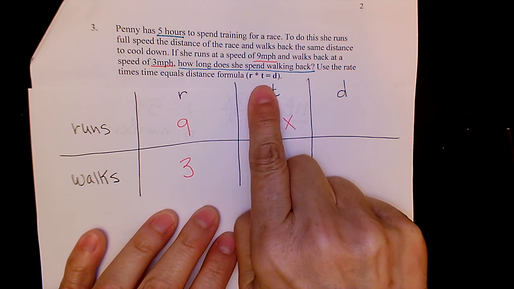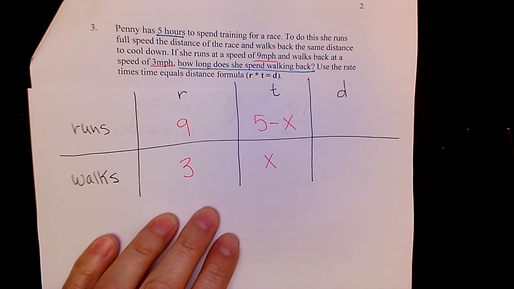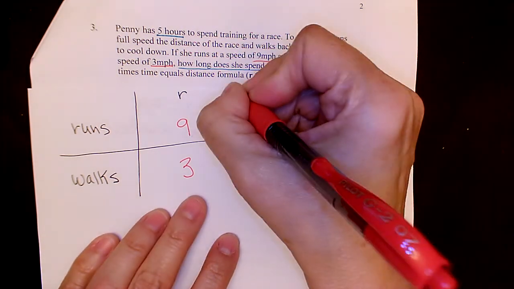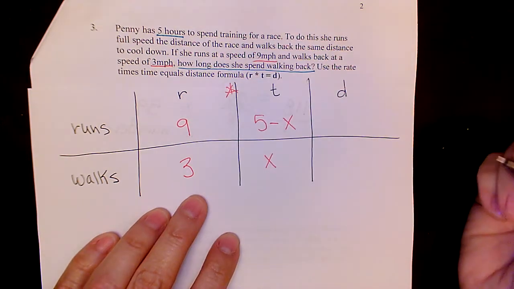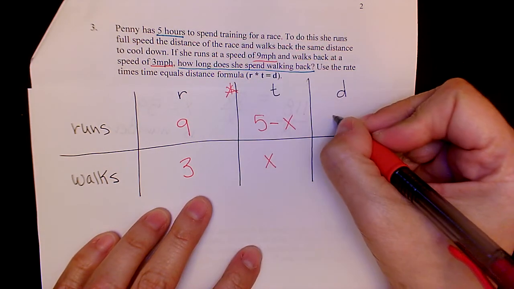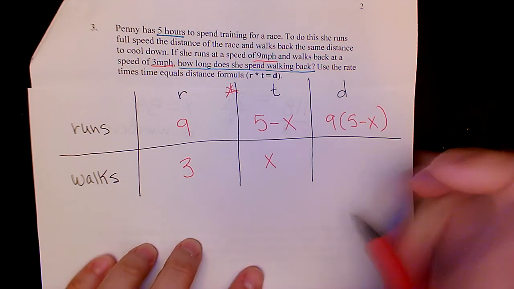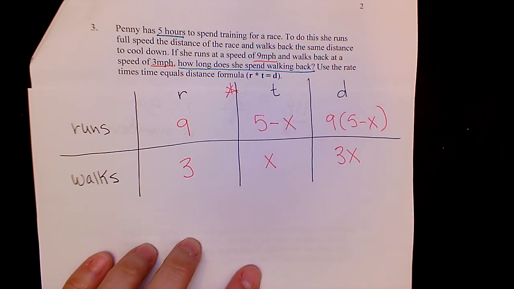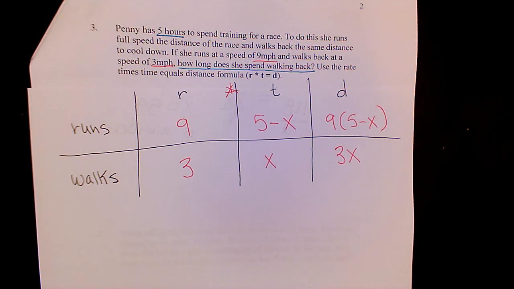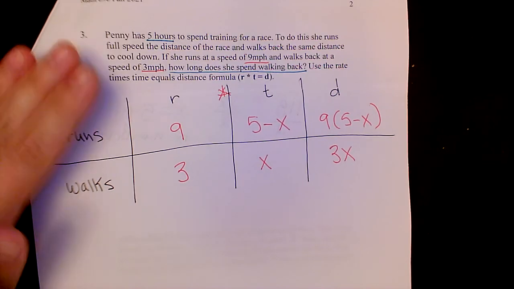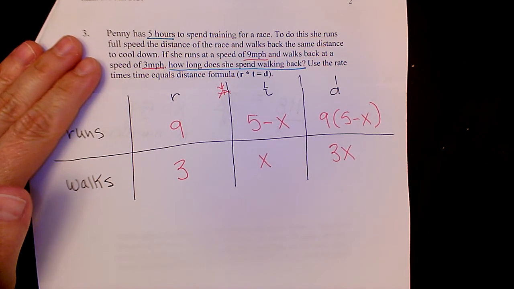So we know rate times time equals distance. So we're going to take rate times time. Going to take 9 times 5 minus X. And 3 times X is just 3X. Good so far? And we know that she's walking and running the same distance. So if we know that, we can set these two distances equal to each other.